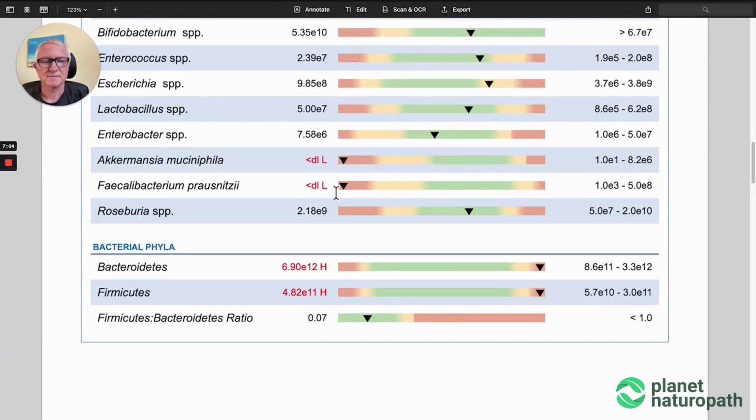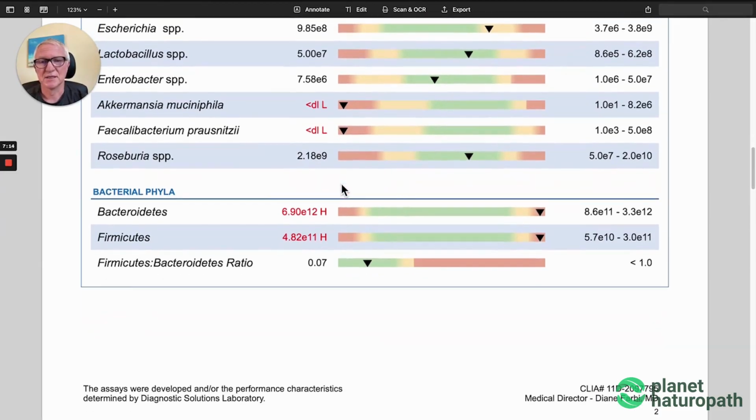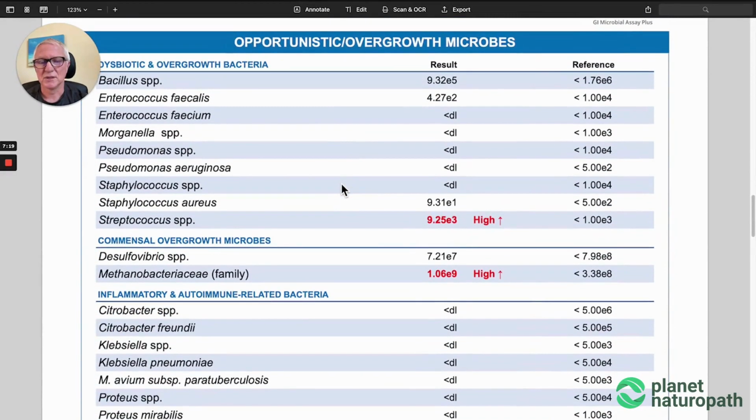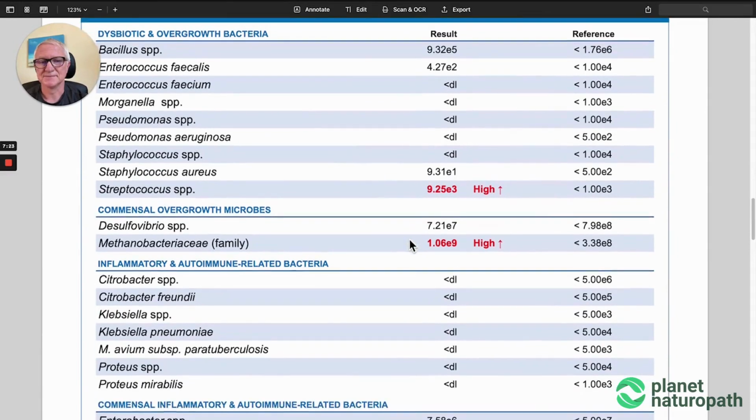Faecalibacterium. Low levels of these, or absent levels, can be associated with things like inflammatory bowel disease, Crohn's, ulcerative colitis. And in this case, I know for a fact that the person had inflammatory bowel disease, and we'll look at that. With the opportunistic bacteria, there was not too much overgrown here, and methanobacteria can actually slow down motility.